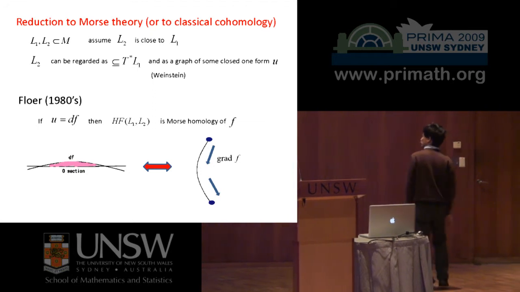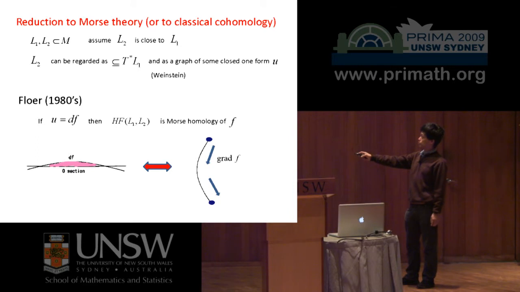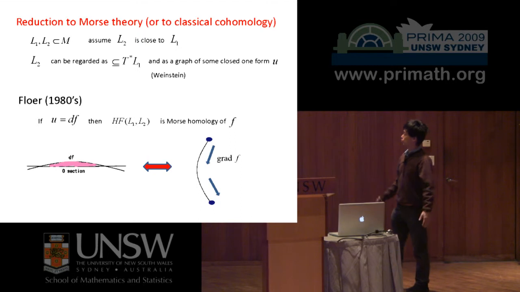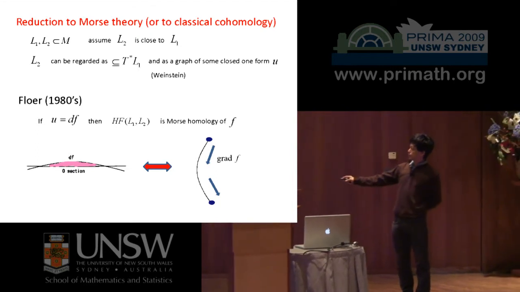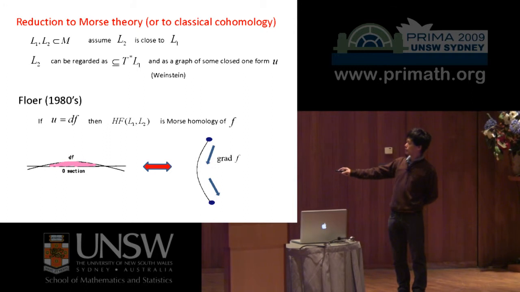So L2 is a closed one form, and what Floer discovered is that if this closed one form is exact, so it's d of some function f, then Floer says that the Floer homology between these two Lagrangian submanifolds is the so-called Morse homology of L. It's actually ordinary homology of the manifold. And the idea is somehow you have this picture. This horizontal line is the zero section, and this curved one is the graph of df.